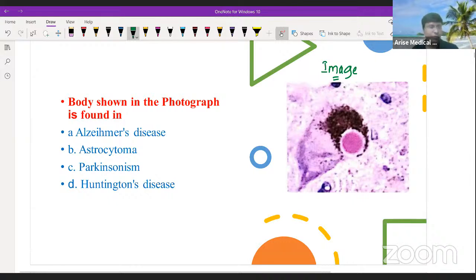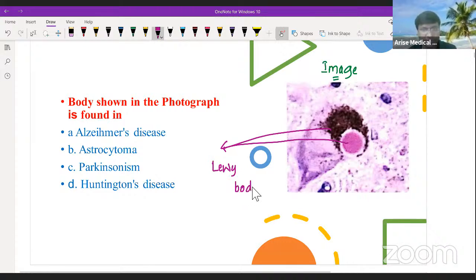Right. Very good, Avinash. So, the answer here is, this is a Lewy body. So, Avinash, please tell me, what does this Lewy body contain? Yes, any one of you? Please tell me, what does this Lewy body contain? The answer here is Parkinsonism, no doubt about it. But what is the protein which is present in the Lewy body? Any one of you?